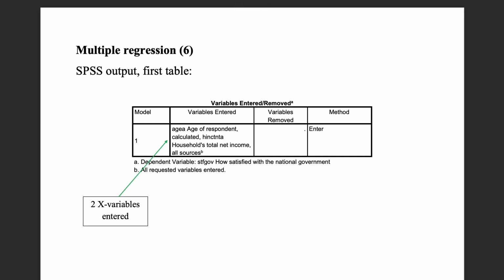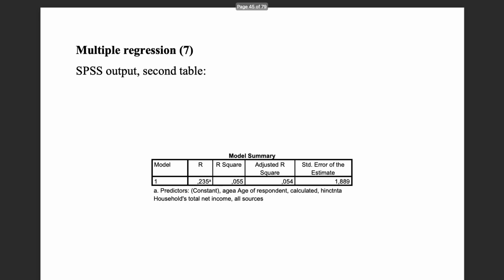So you now see that in the variables entered column, AGEA, age of respondent calculated, is included in the model, but also HINCTNTA, household income net, all sources, is included. So both of these variables are now included at the same time in our first model. So again, it's a useful table if you're doing lots of models, because then you know exactly what variables were entered in this specific model. Variables entered really just means what X variables did you enter into your model.